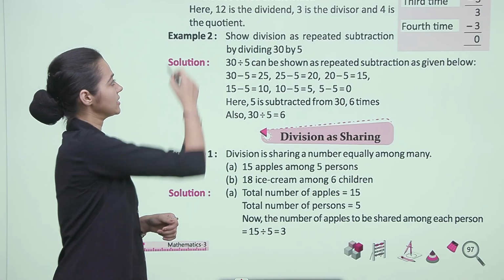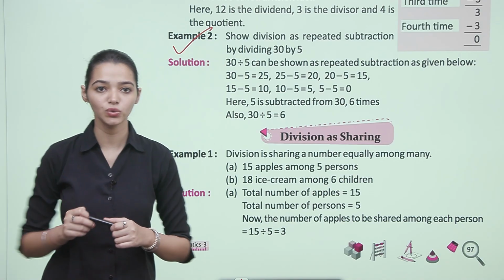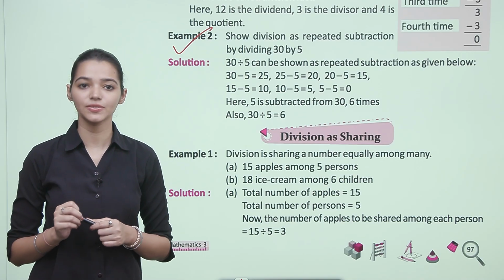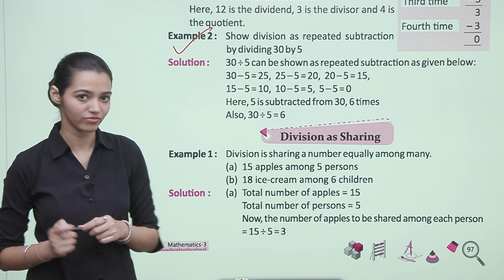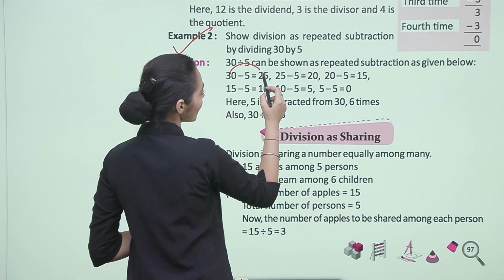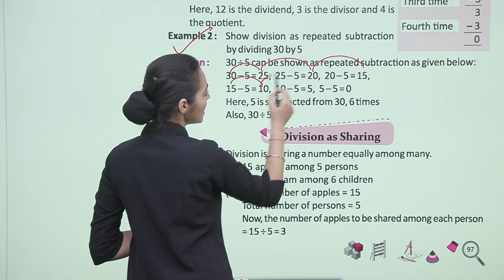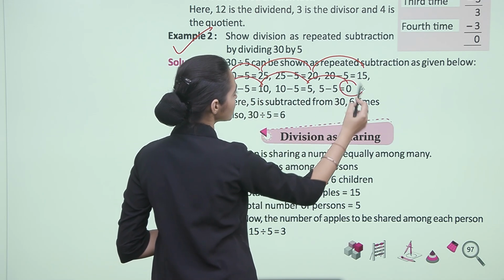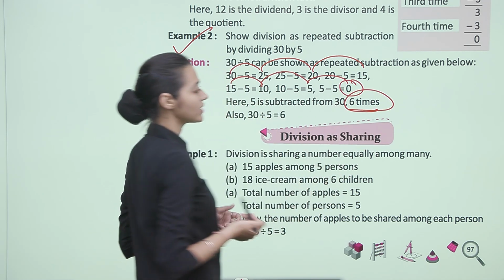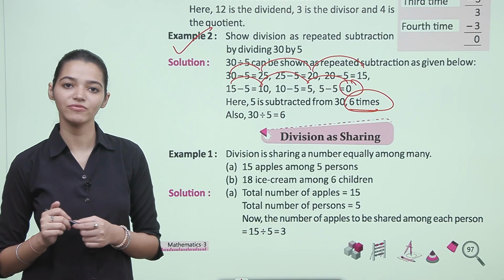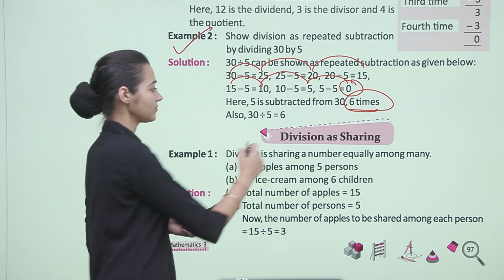Now let's look at example number 2. We have to show division as a repeated subtraction by dividing 30 by 5. Now 30 minus 5 is 25, minus 5 is 20, 20 minus 5 is 15, minus 5 is 10, minus 5 is 5, 5 minus 5 is 0. So 6 times we have to subtract, that means 30 divided by 5 is equal to 6.